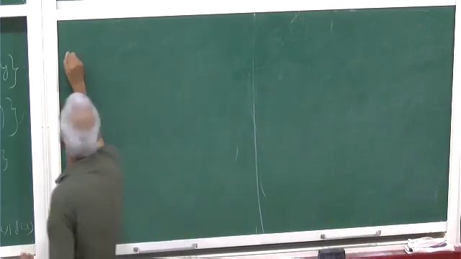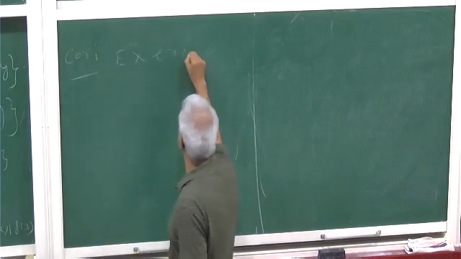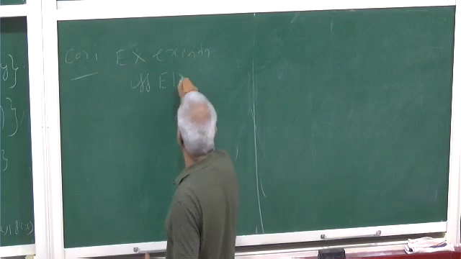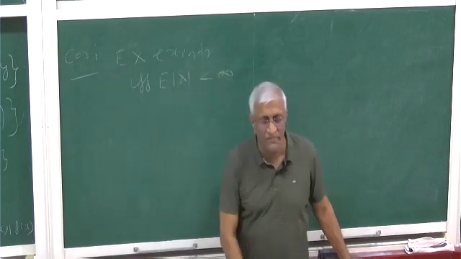Okay, so this says basically expectation exists. Once again, I will just write it. Exists if and only if E mod X exists, that is, less than infinity. Okay, that's what this says.